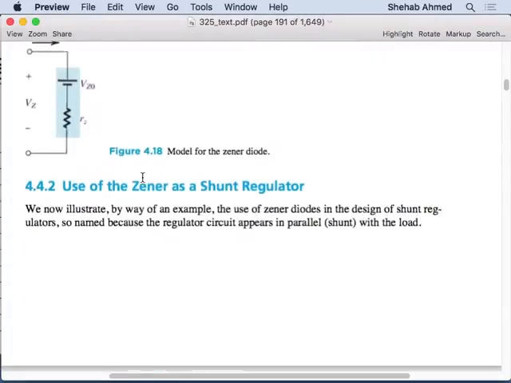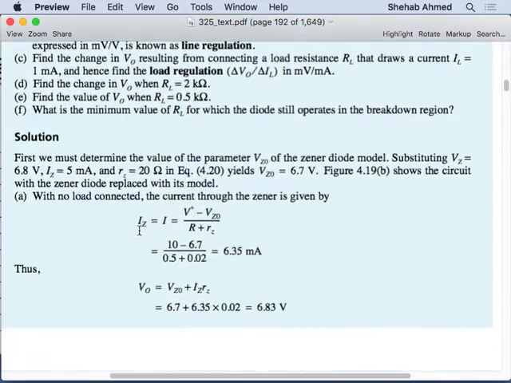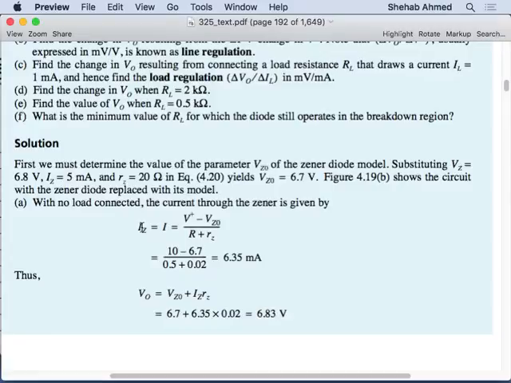So that's what's happening, and let's see the example. So first, we want to calculate the current flowing through this Zener diode without any resistance, without any load.